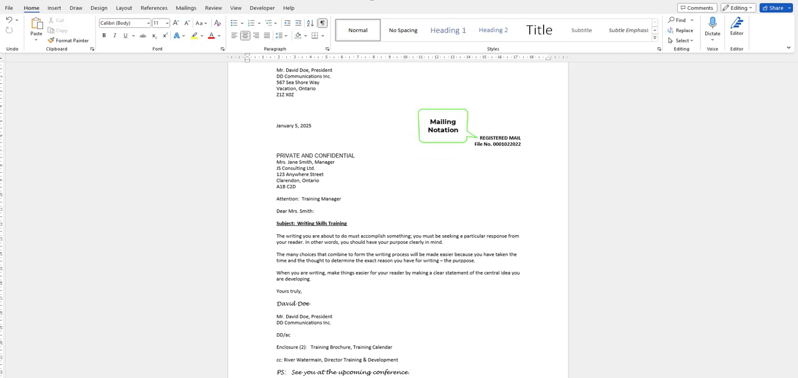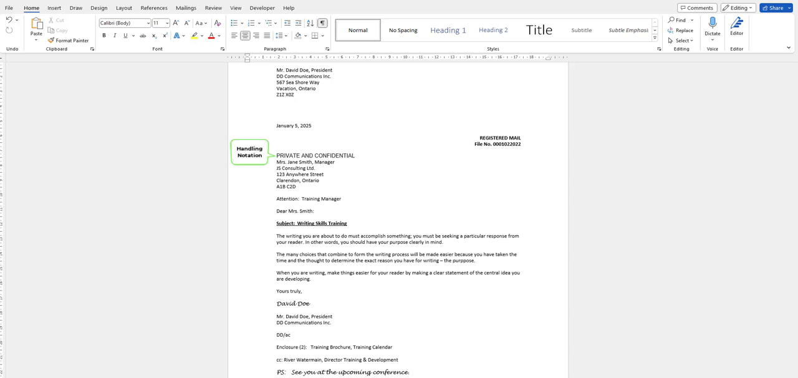Next is the mailing notation. Mailing notations such as registered mail indicate how the letter was sent. This notation goes one line above the inside address in the left margin or in the right margin to save space. Add a mailing notation if the content of the letter is sensitive or if a signature is required upon delivery.